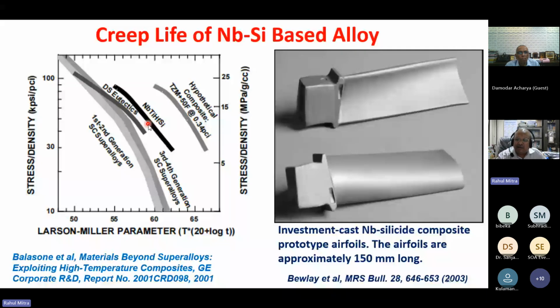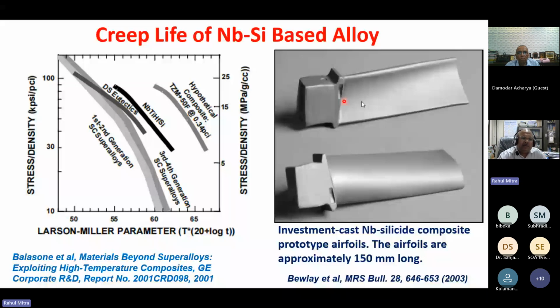And these are single crystal blades of niobium silicide, directionally solidified blades of niobium silicide composite. So these have also been tried. But there are some problems, so they are still not in use. The relative density is similar to that of nickel based superalloys. People in China are also working on this. They are growing these alloys by directional solidification.